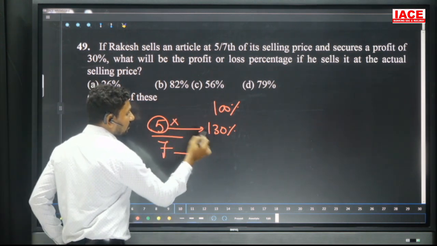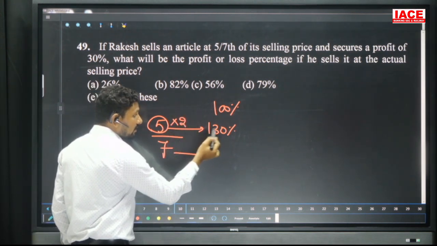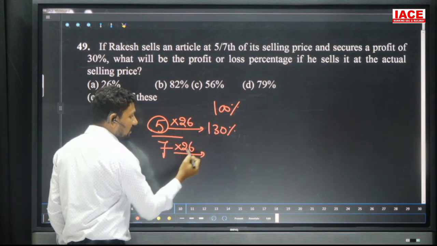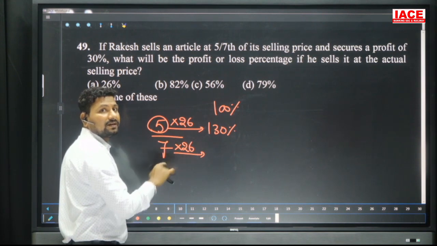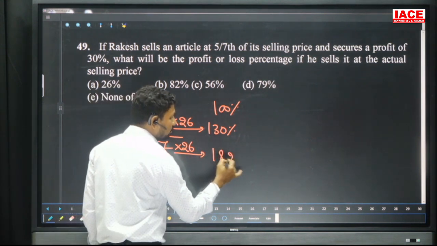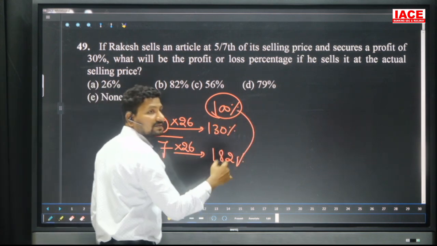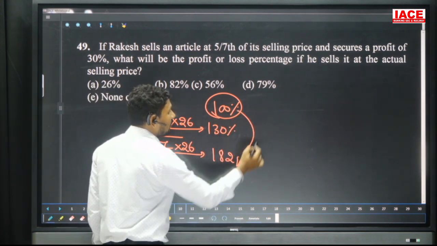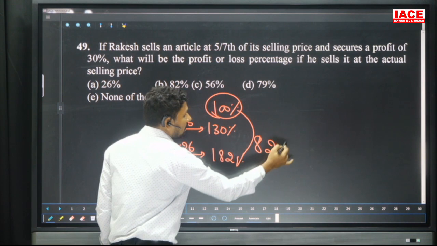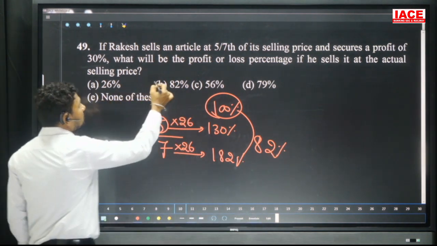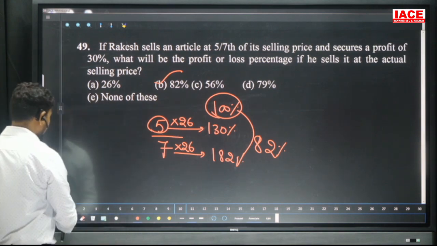So here we should multiply 5 twos are 10, and 5 into 26 is equal to 130. Then the same number we are multiplying, 7 into 26: 7 twenties are 140, 7 sixes are 42, overall it is 182 percentage. Cost price is 100 percentage. If he sold for 7 rupees, then how much percentage profit will he get compared to 100? 182 is how much percentage more? 82 percentage more, 82 percentage profit. Our option is B.